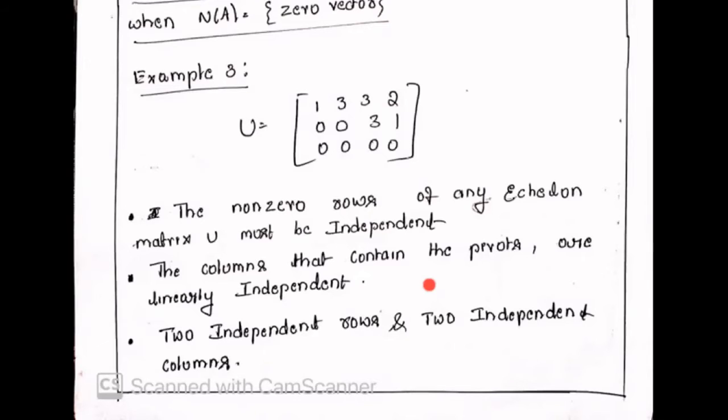That means we already know how to calculate the pivot. The pivots are in the first row. The first non-zero element is 1. In the second row, the first non-zero element is 3. In the third row, everything is 0. So the only pivots are 1 and 3. Okay. So the columns that contain the pivots are linearly independent.